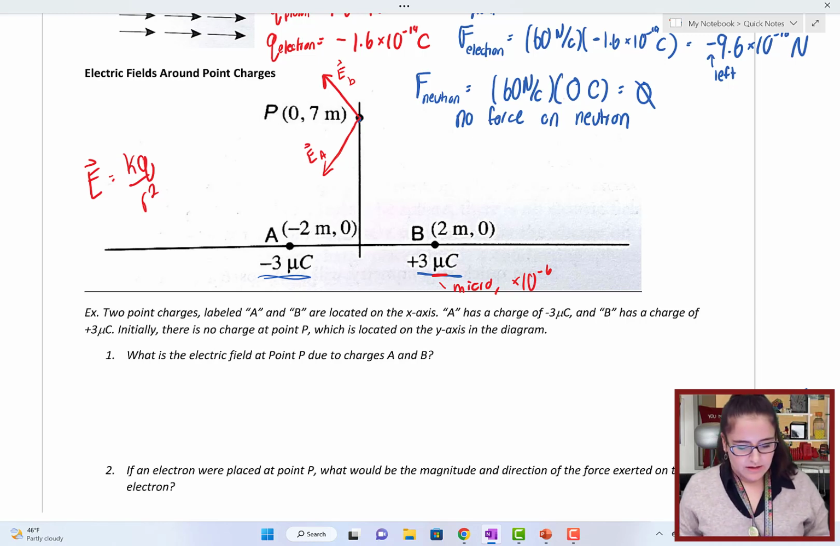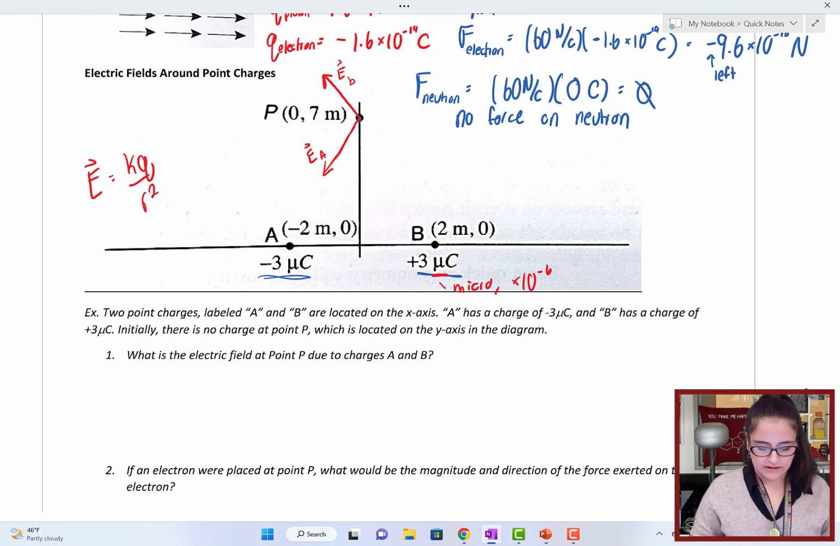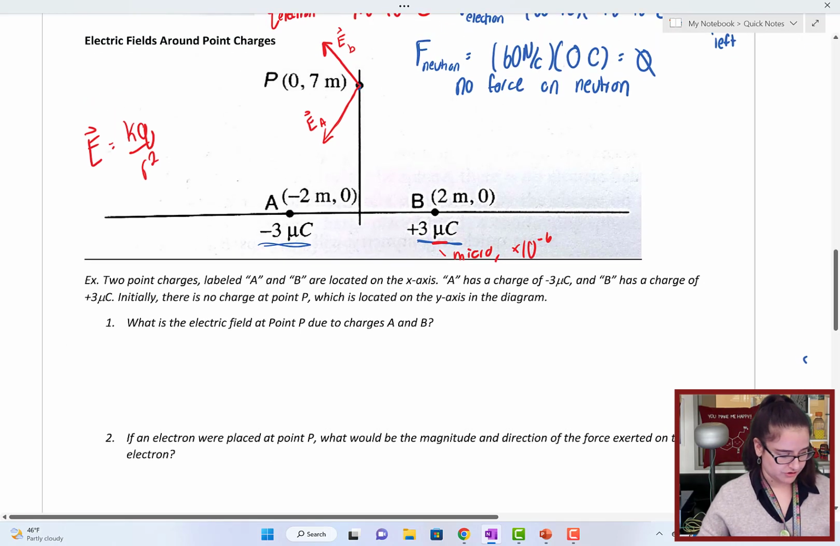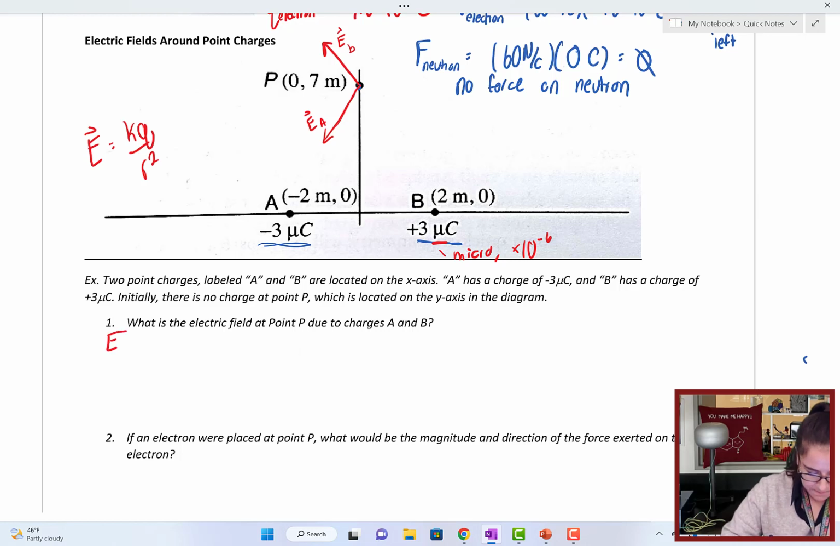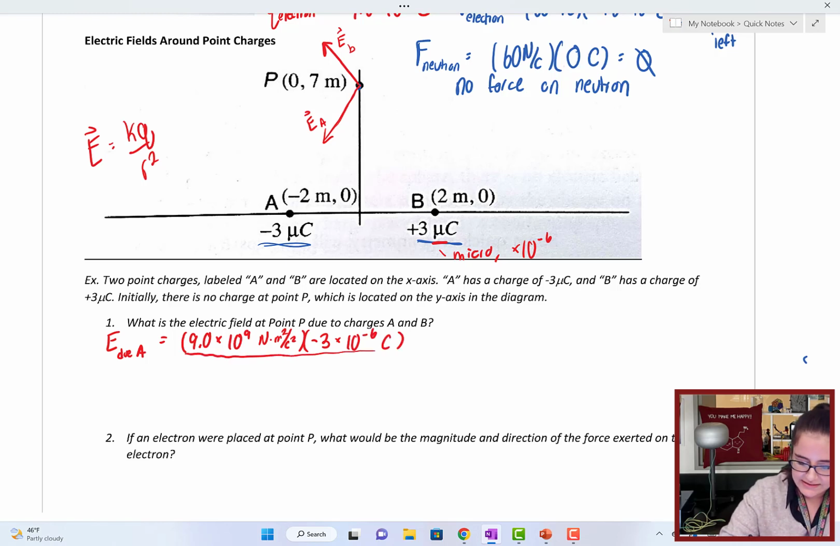So we're going to find what is the electric field at point P due to charges A and B. Let's start with due to A. So E due to A is going to be KQ over R. So we have 9 times 10 to the ninth newton meter squared per coulomb squared times the charge, which is -3 times 10 to the -6 coulombs, divided by R. We need to get this distance here, and we don't have that yet.